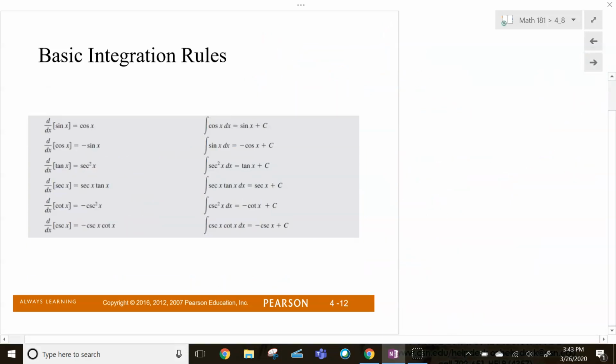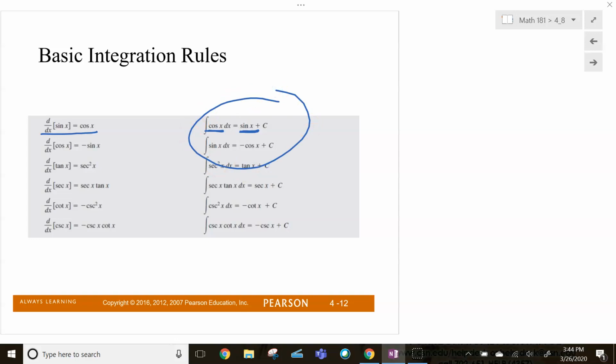Here's some more. You know, the derivative of sine is cosine. So the antiderivative of the cosine would just be sine, because again, the derivative of sine gets you back to cosine. So notice the signs changed on those. You want to definitely remember those, right there, those 3 for sure.